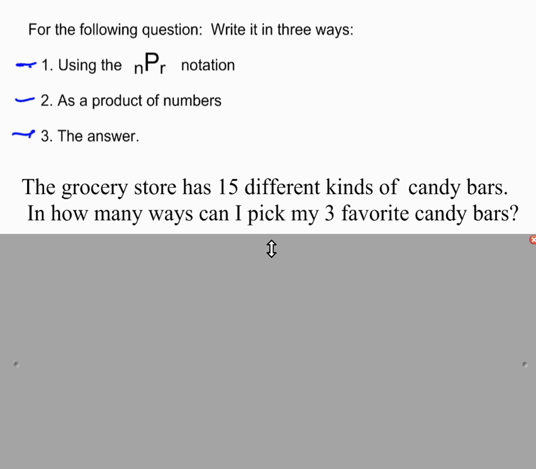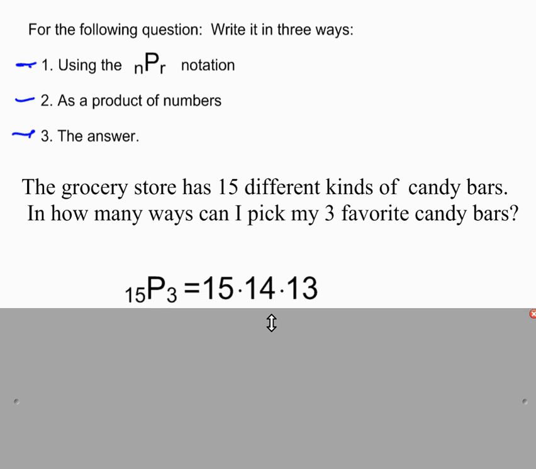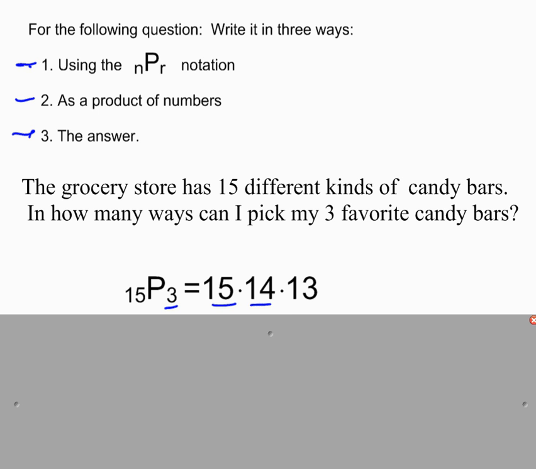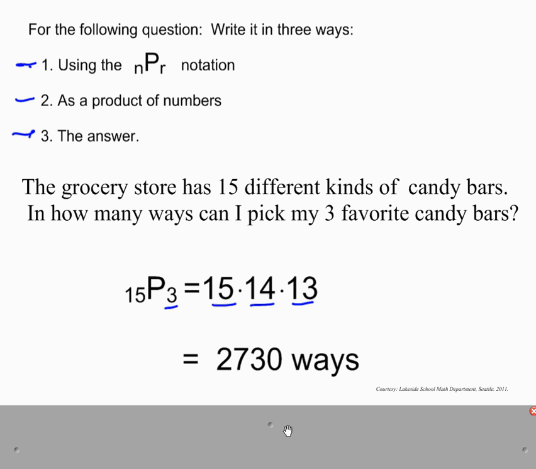Okay, it definitely will be a permutation, because for my 3 favorite candy bars, if I pick one or another or a third one, they're going to be different. So it's a permutation of 15 things taken 3 at a time. 15 times 14 times 13. I do the math, and there it is, 2,730 ways.